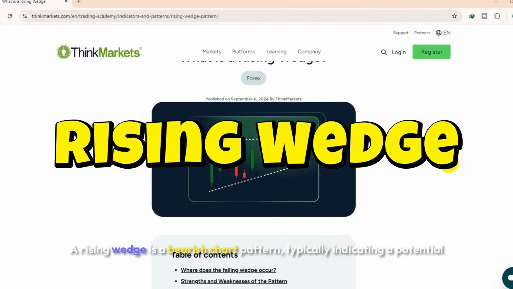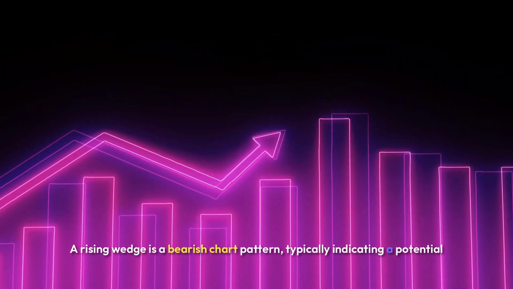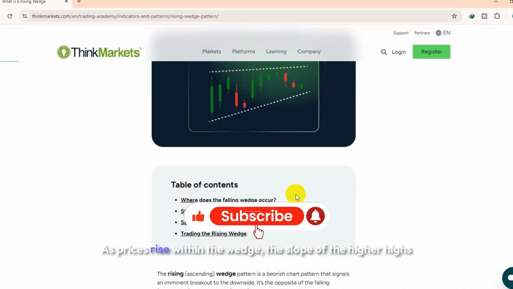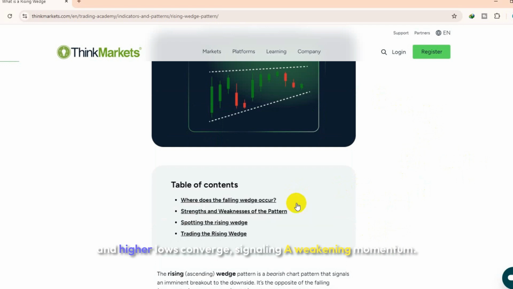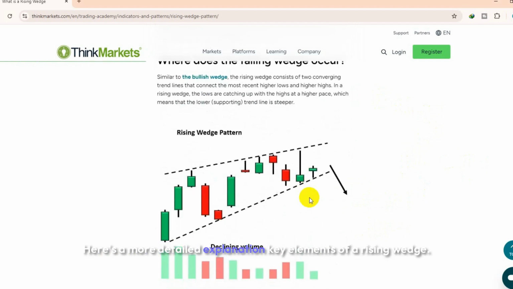A rising wedge is a bearish chart pattern, typically indicating a potential reversal in an uptrend. As prices rise within the wedge, the slope of the higher highs and higher lows converge, signaling a weakening momentum. Here's a more detailed explanation.